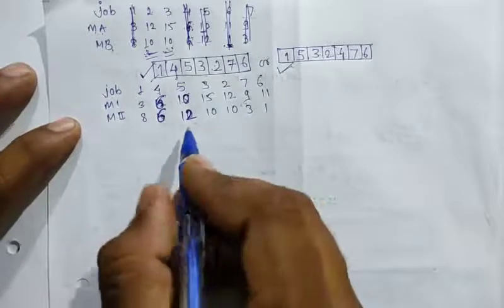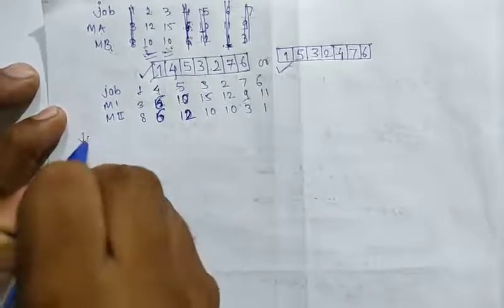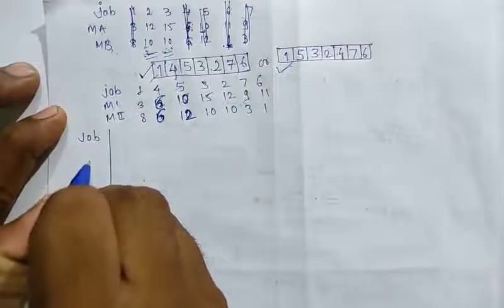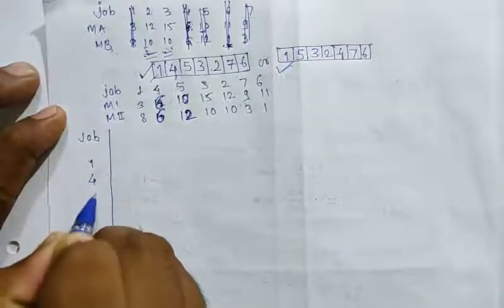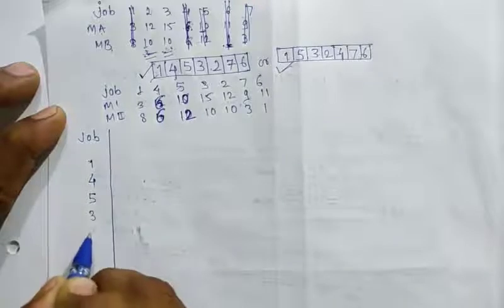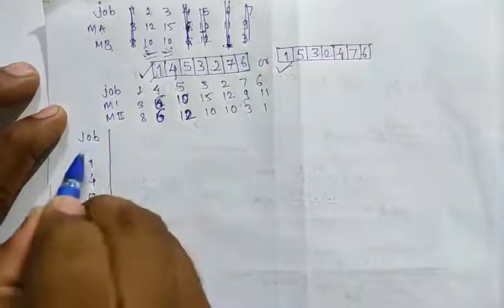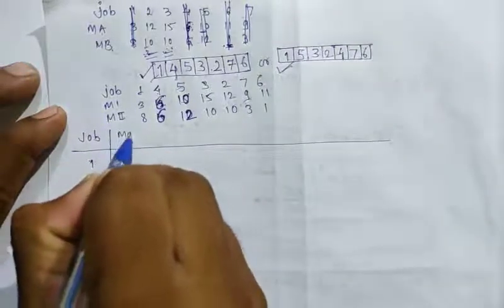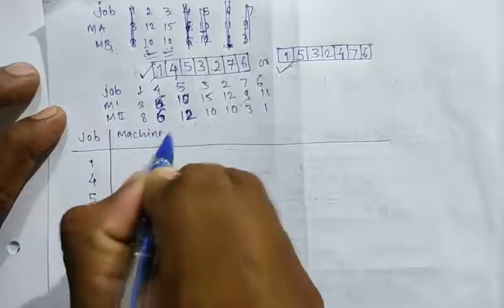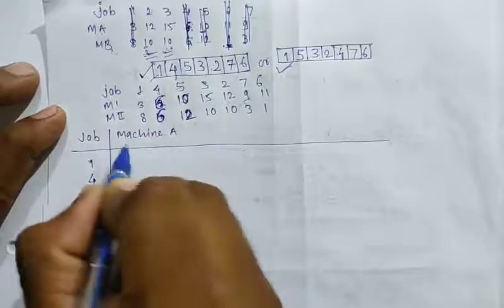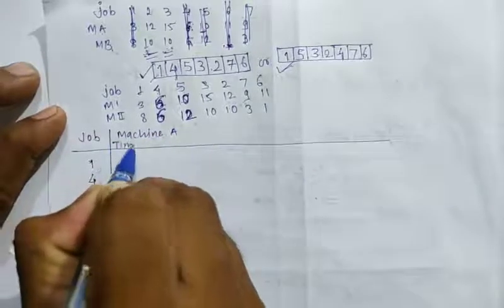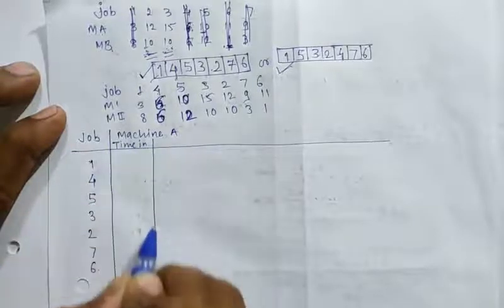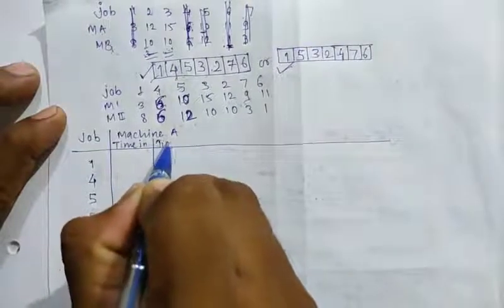Now we will prepare the chart. Here this is the job, so we write the sequence here: 1 4 5 3 2 7 6. Next, first machine M1, machine A. For machine A, this is time in, and this is time out.